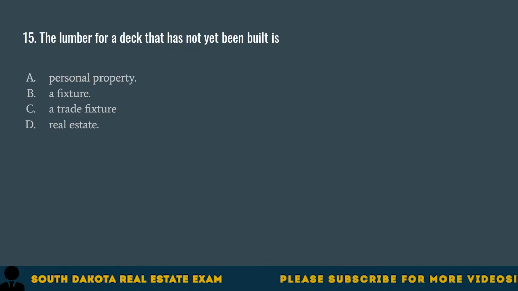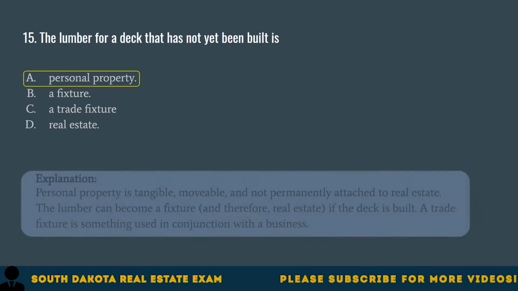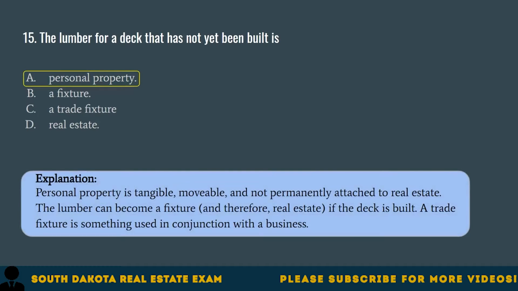Question 15. The lumber for a deck that has not yet been built is A. Personal property. B. A fixture. C. A trade fixture. D. Real estate. The correct answer is A. Personal property. Personal property is tangible, movable, and not permanently attached to real estate. The lumber can become a fixture and therefore real estate if the deck is built. A trade fixture is something used in conjunction with a business.